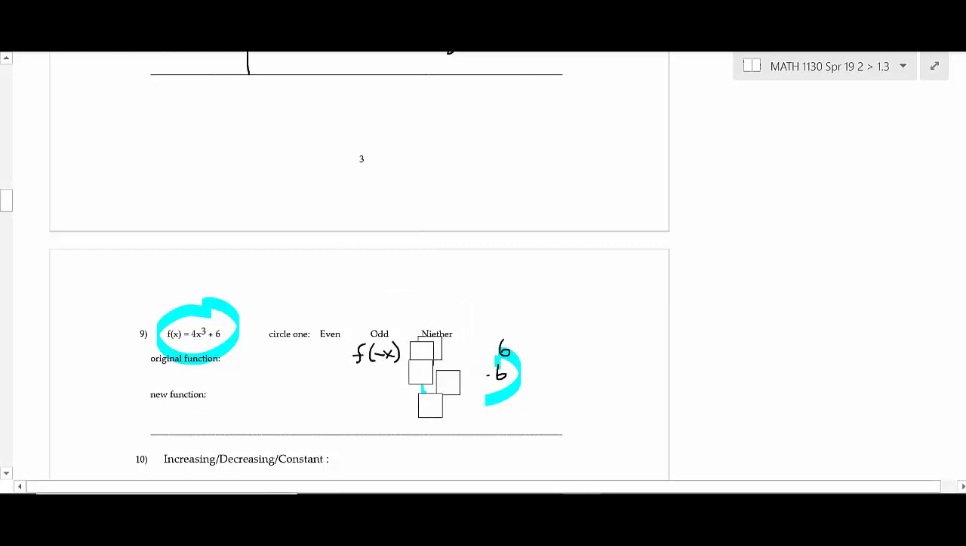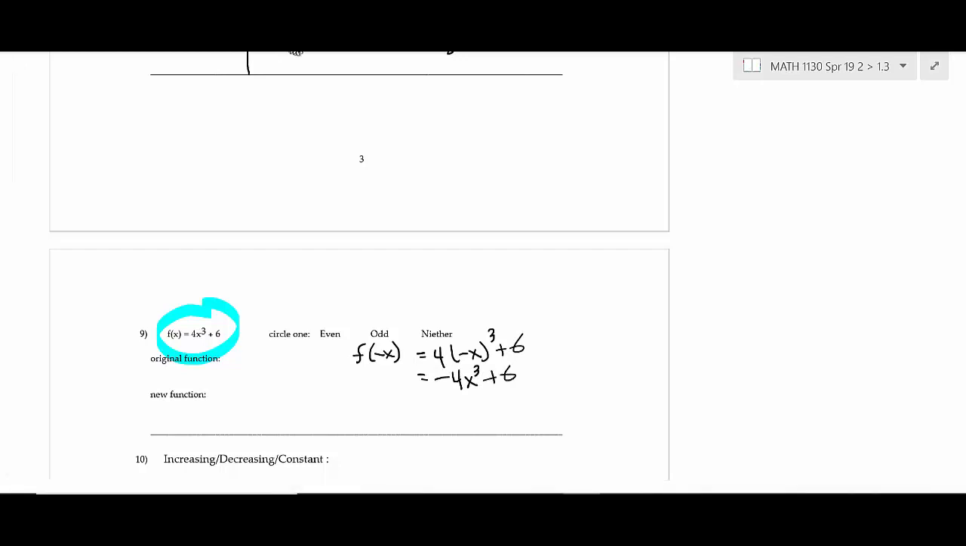So let me do that again. Okay, so that would be 4 times negative x to the third plus 6. So that would be negative 4x to the third plus 6. Is that better? That's what you should have got. Okay. Now, are these things the same? No, because one of the terms is opposite. So it's not going to be even. They're not the same. Are they opposites?